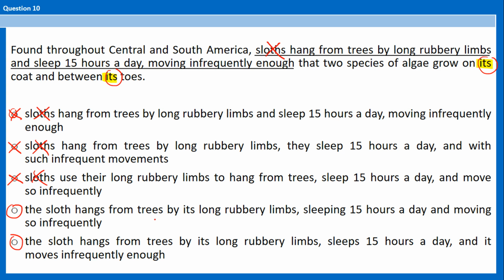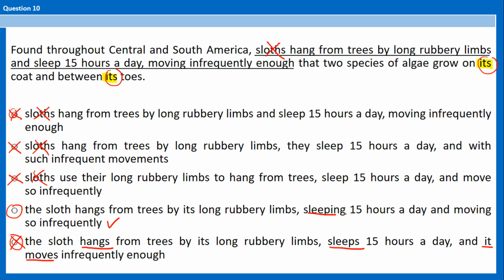Now, the last one is easy to eliminate because it's not parallel. The sloth hangs, sleeps, and it moves. It should be moves, just to keep the verbs parallel, right? Hangs, sleeps, and moves. So eliminate the last one. The only possible choice is number 4.